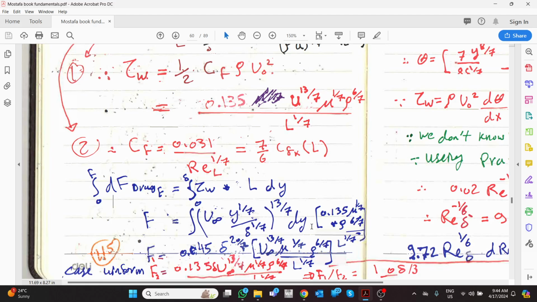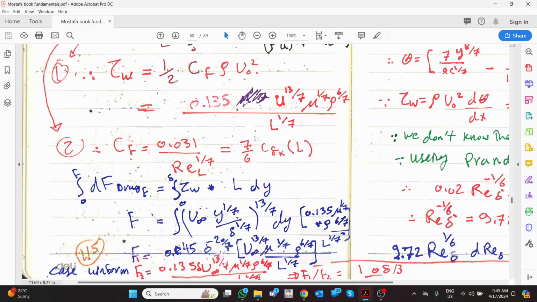It is just the integration in terms of y, 1 over 7, etc. Then you will find this 1 over 7, and at the end, if you try to get the entire force, it is L here. This one is L over 1 over 7, which is this L. Here is constant. So this is the force, because you're integrating from 0 to delta. Okay.